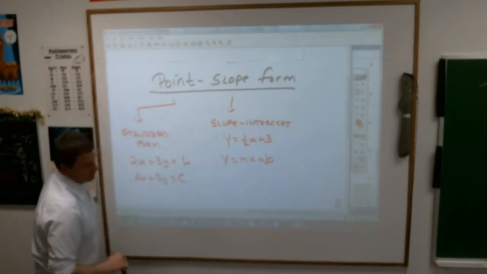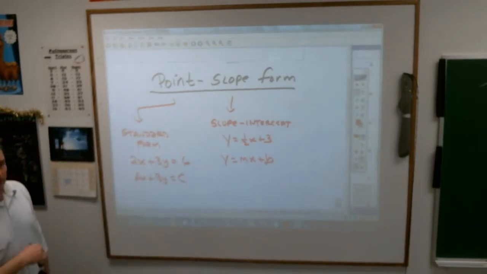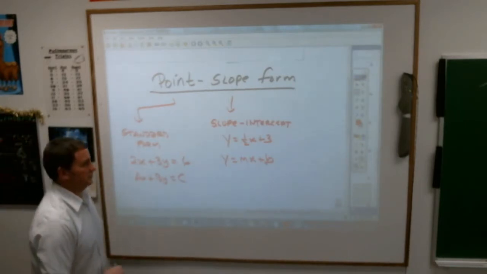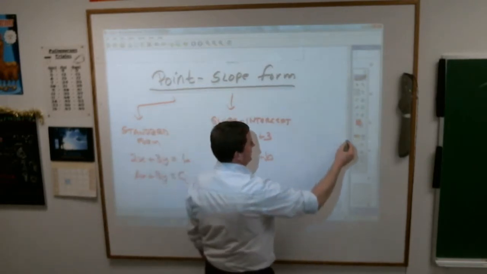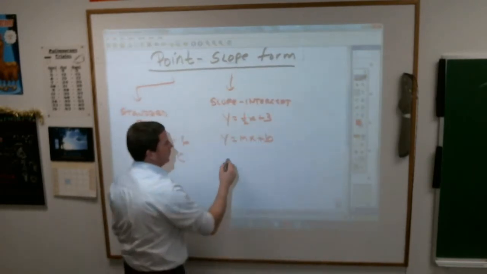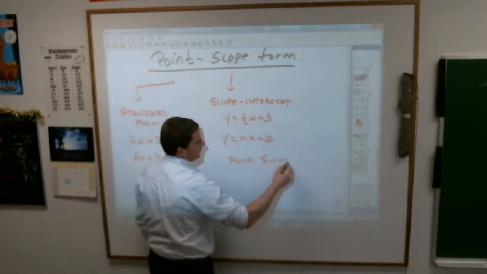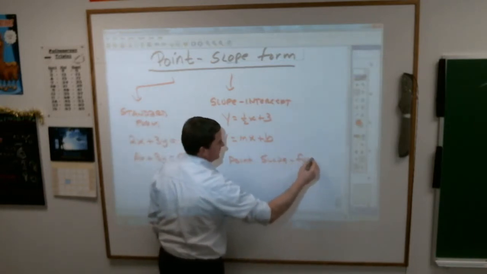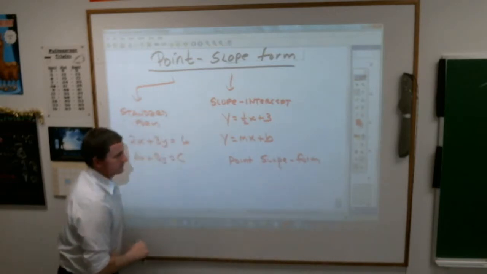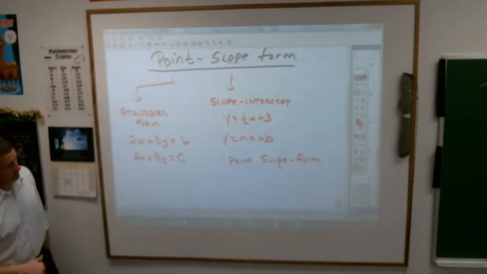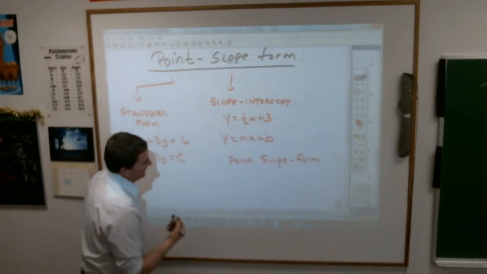There is a third, very secretive form out there that every now and then pops up, and you'll probably even see it on your maps test if you do it, and that is point slope form. It doesn't have to do with decimals, nor does it have to do with square roots. And it looks like this.